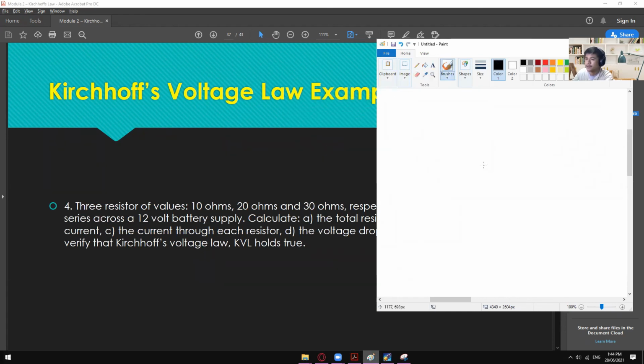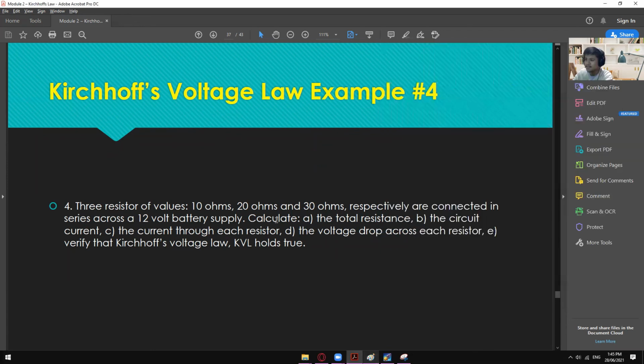So we have here a voltage source of 12 volts. The first one is 10 ohm, the second one is 20 ohm, the third one is 30 ohm. Again, sorry for my ugly handwriting. Anyway, that's the circuit for this one. Then calculate the total resistance, the circuit current, the current through each resistor, the voltage drop across each resistor, and then verify that using Kirchhoff's law.